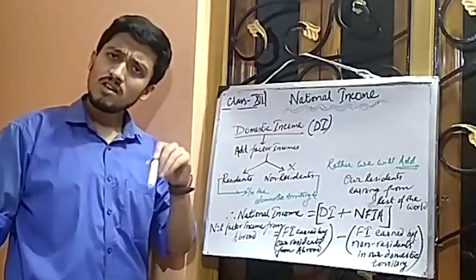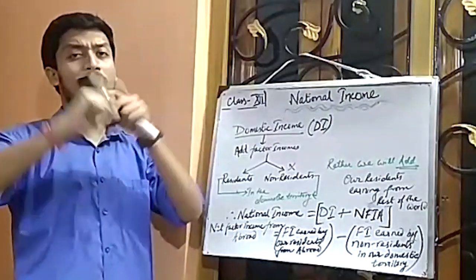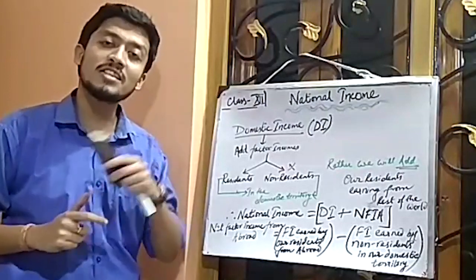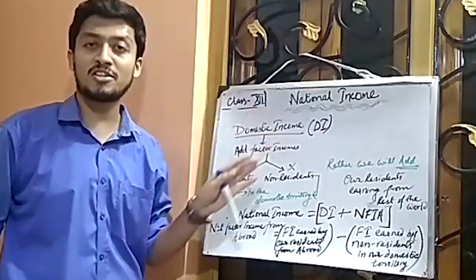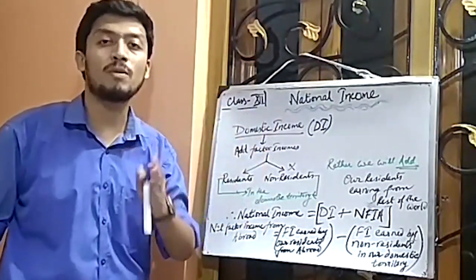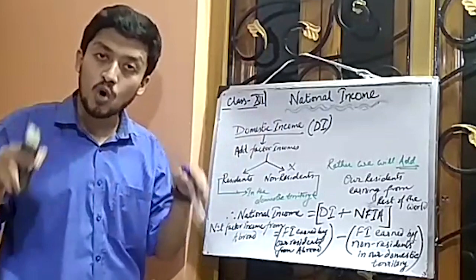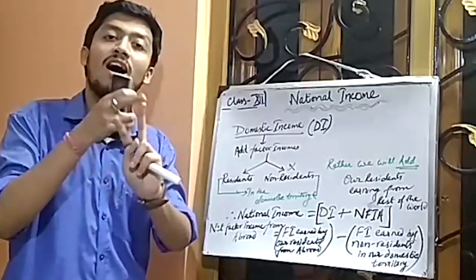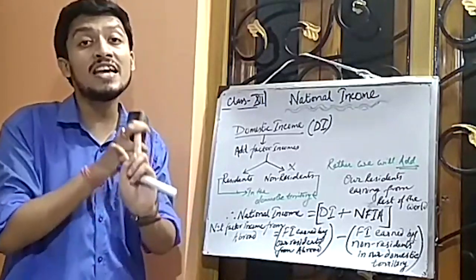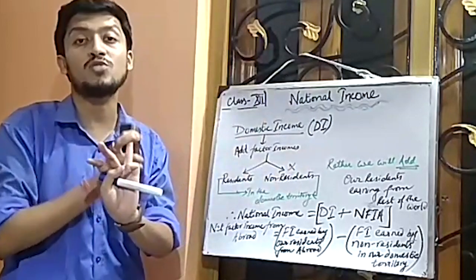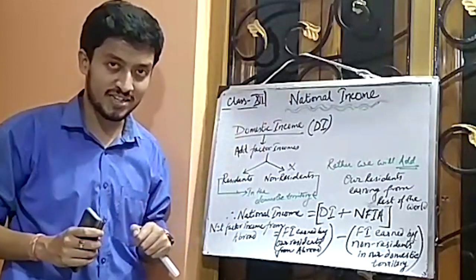Now, just rewinding our class and going back to the previous videos, in which we discussed the difference between domestic income and national income. Forget about national income for now and concentrate on the definition of domestic income. What was the domestic income's definition? It is the sum total of all the factor income earned by the normal residents as well as the non-residents living in our domestic territory for a given accounting year. We consider that as the domestic income for that particular country.